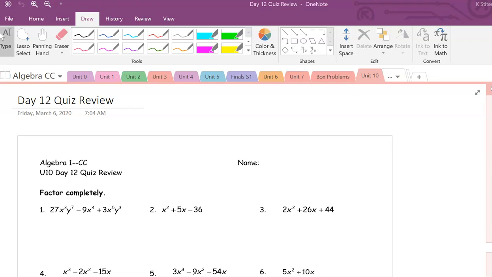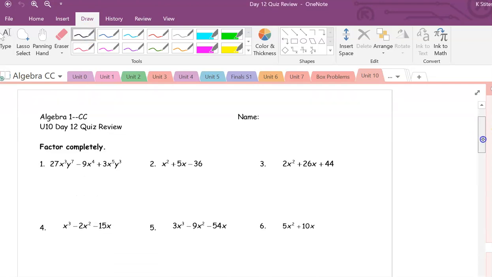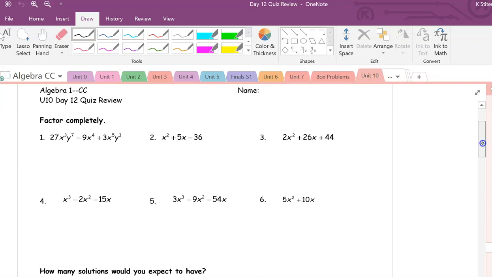Hello Algebra 1, today we are reviewing for your quiz 3 of Unit 10, which is our last big unit of the year. So first we're going to start off by just factoring completely. So again, there are no equal signs, so we're not going to be solving. So once we factor and get our problem into the parentheses, we are done.